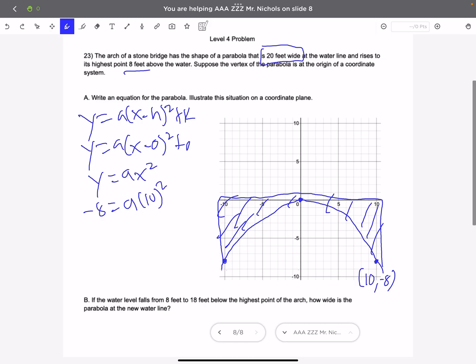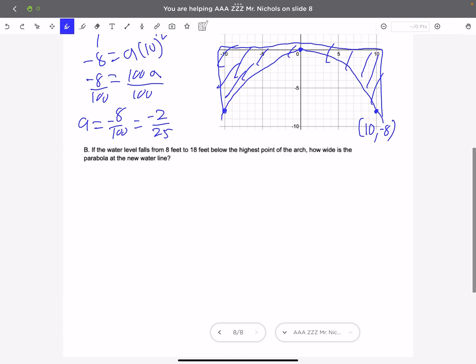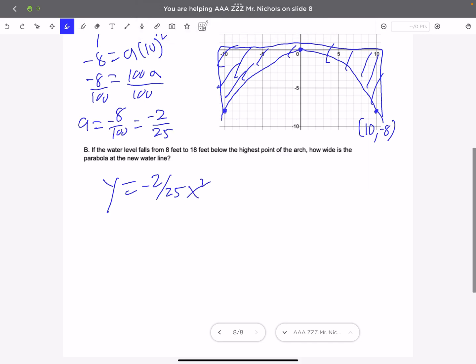And I can use this to solve for the a. Negative 8 is equal to 100 a. Divide by 100, divide by 100. a is equal to negative 8 over 100, which simplifies down to negative 2 over 25. So I can actually write my equation down here: y is equal to negative 2 over 25 x squared. All right. So this is part of my answer in part A.